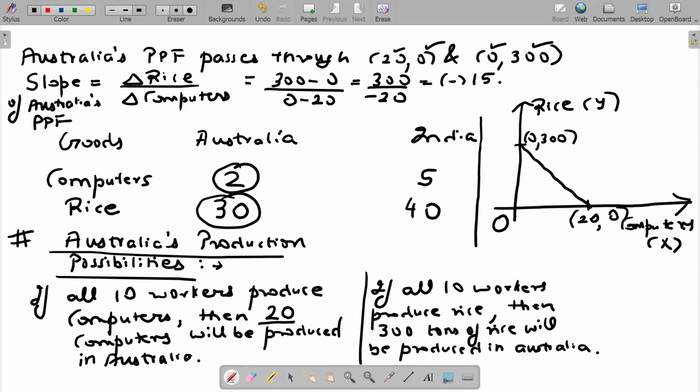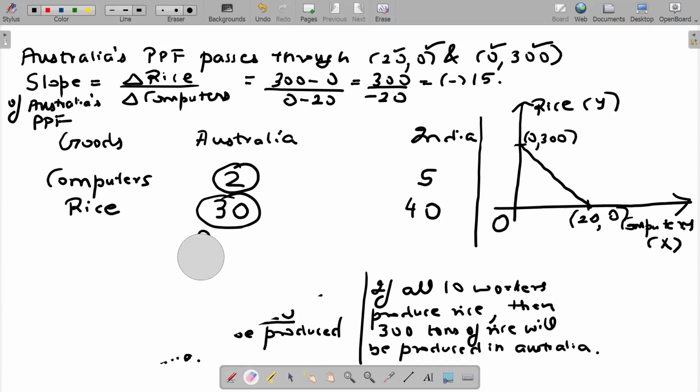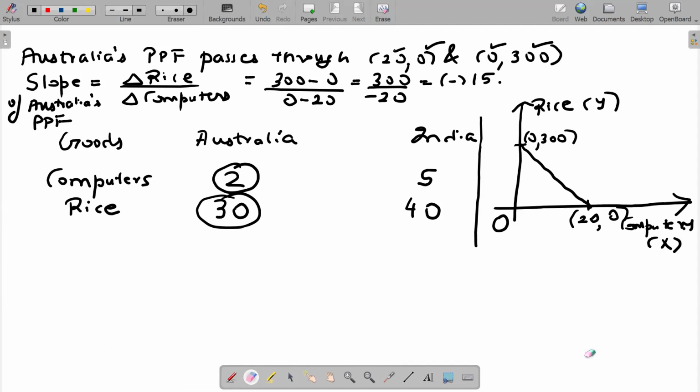Now let's find the slope of India's production possibility frontier. And let's work out India's production possibility frontier. So if I erase all this off, students can now write the heading, India's production possibility frontier.